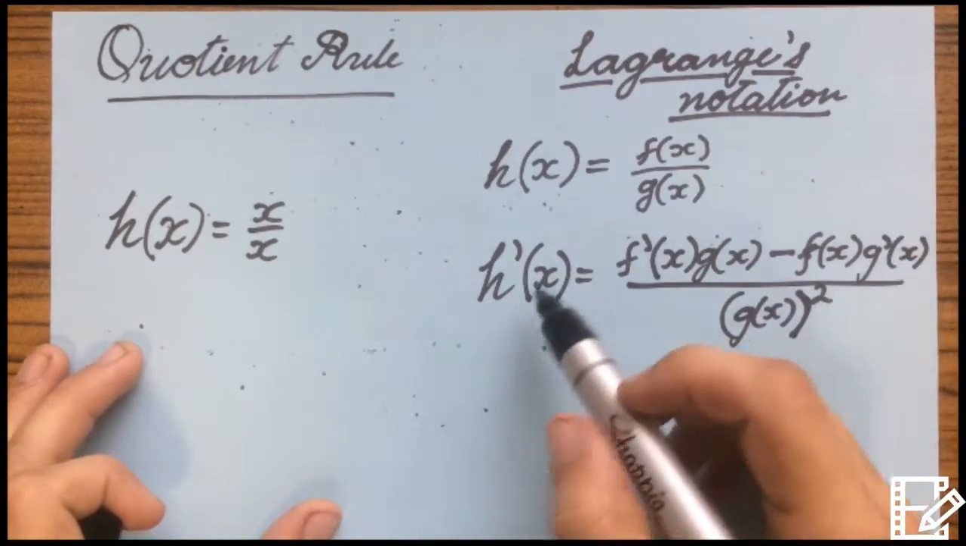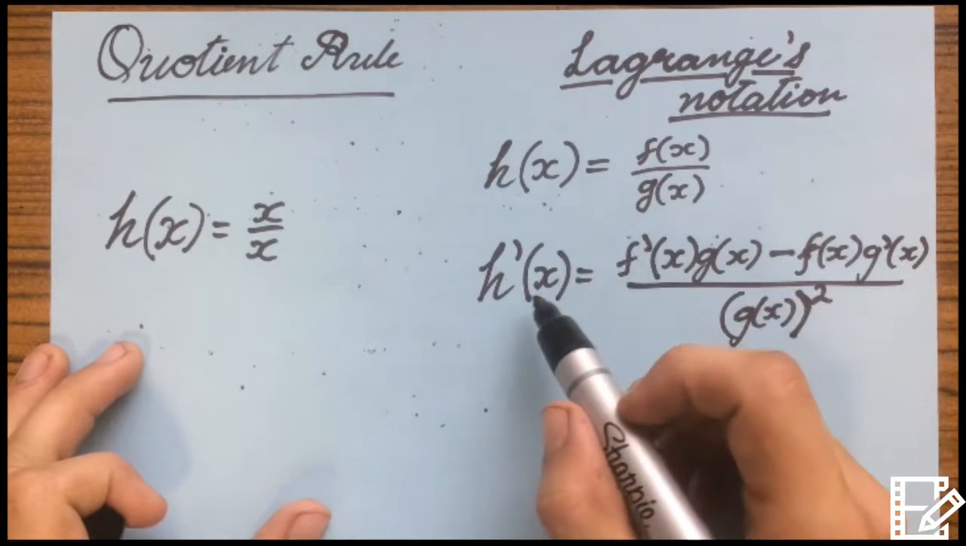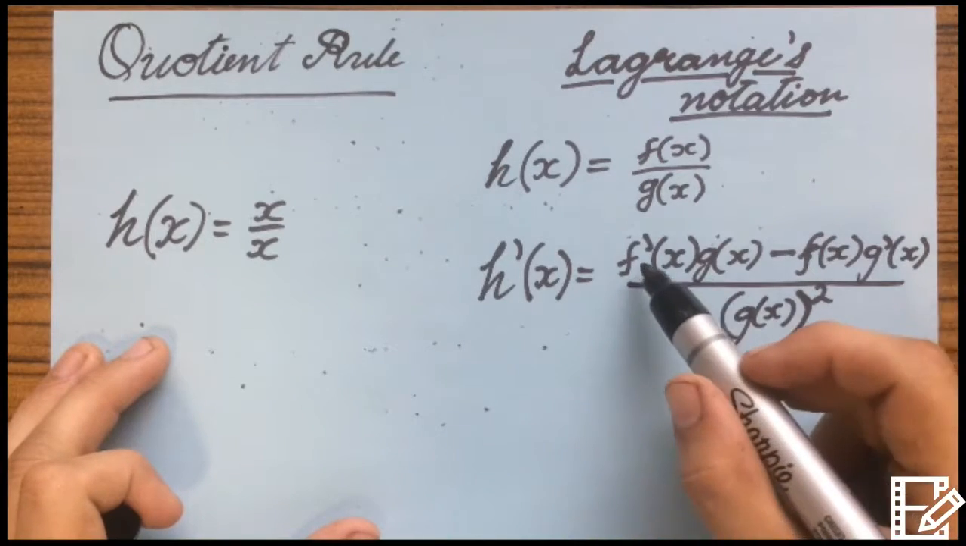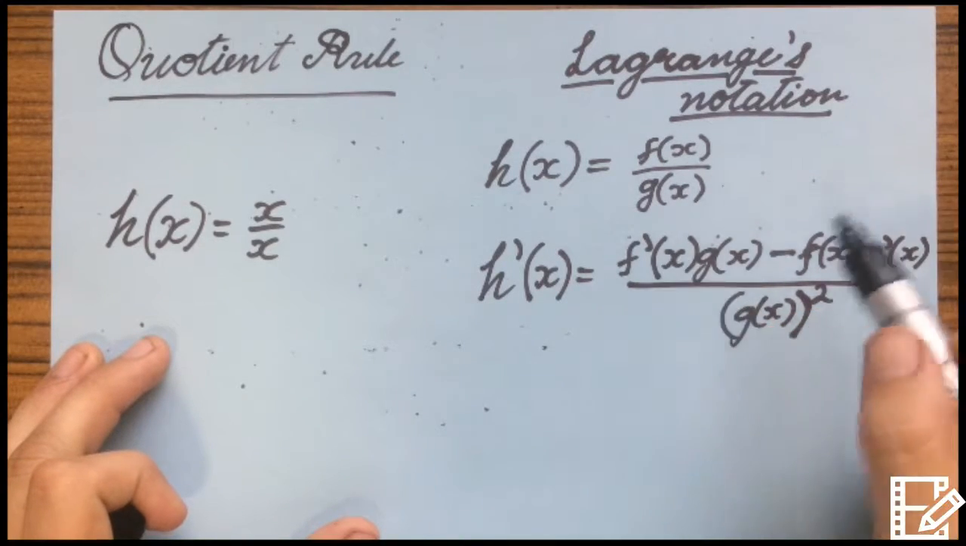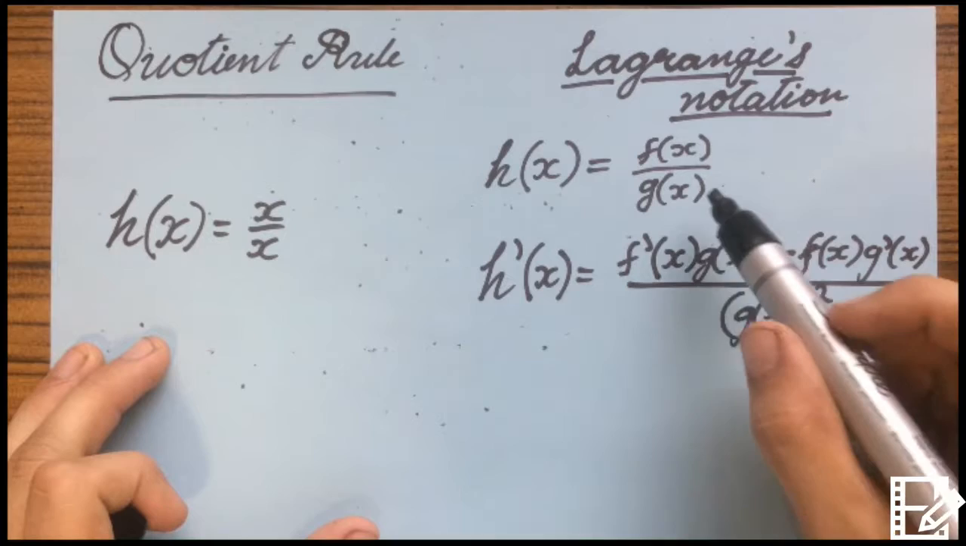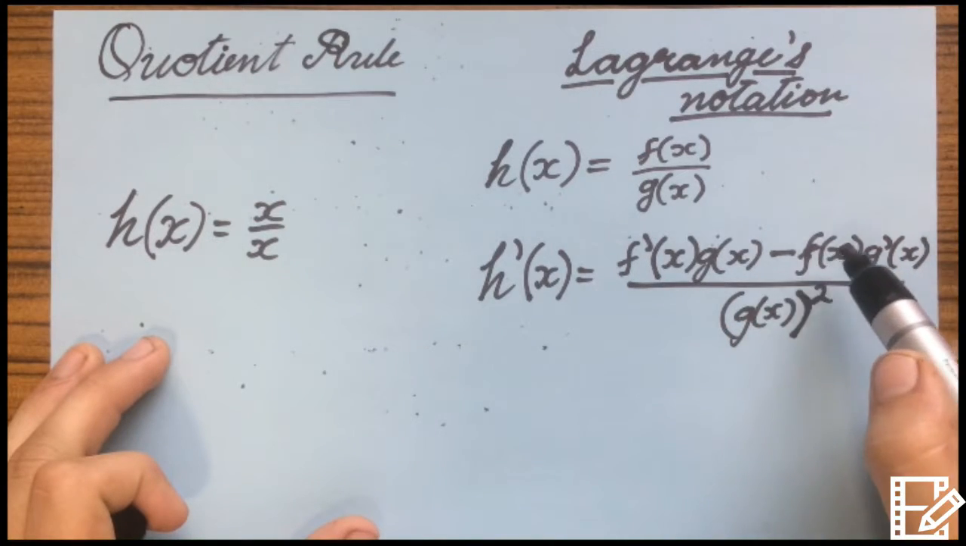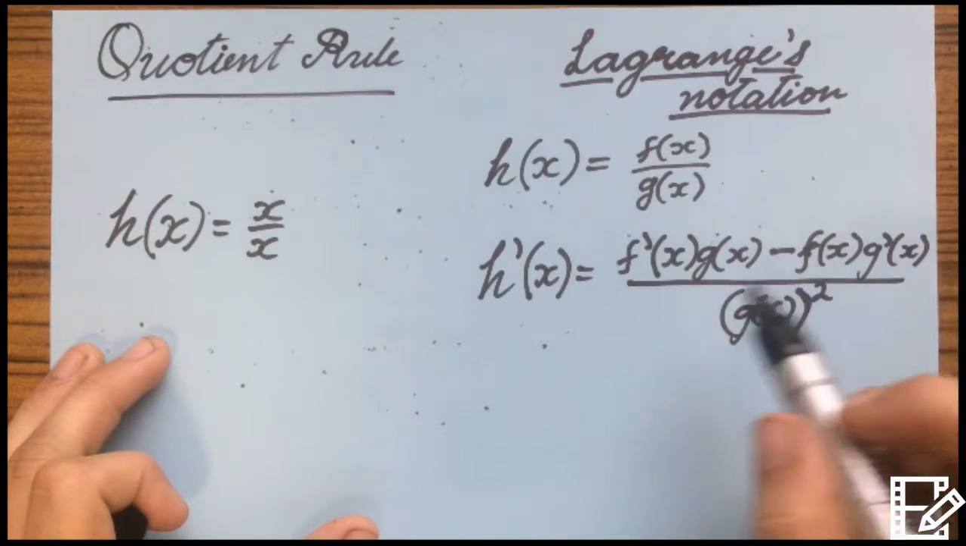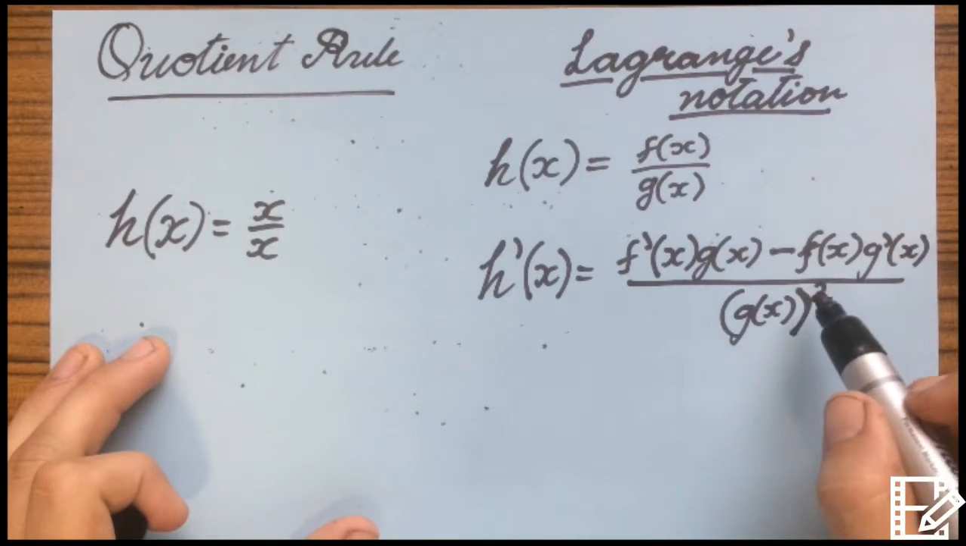Now, when you derive this, you end up with the derivative of h(x), which equals the derivative of f(x) multiplied by g(x) minus f(x) multiplied by the derivative of g(x). And all of that is over g(x) squared.